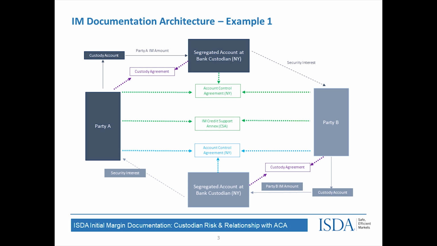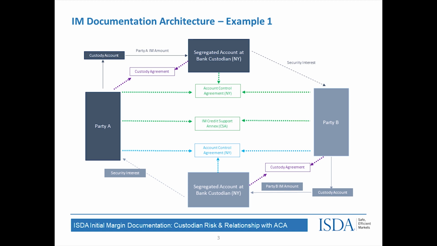Now, the pledge is done under the CSA, but you're not going to be pledging directly to a counterparty where the counterparty is perfecting by holding the collateral. Now you have an account with a third-party custodian that's independent of the party that you're trading with. And the security that you grant under the CSA is going to be perfected under an account control agreement.